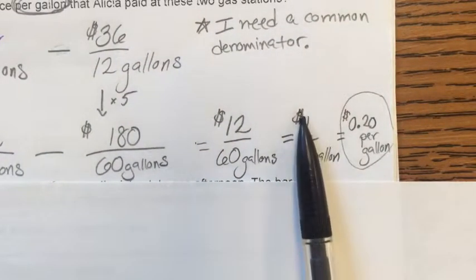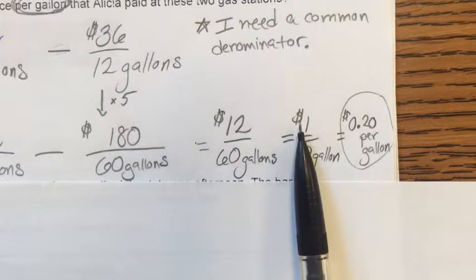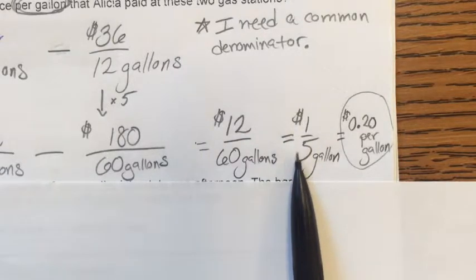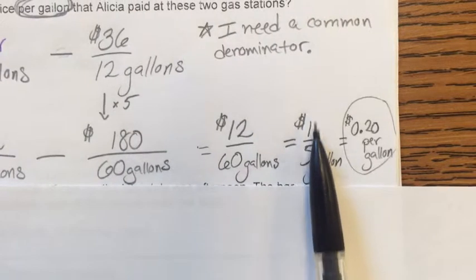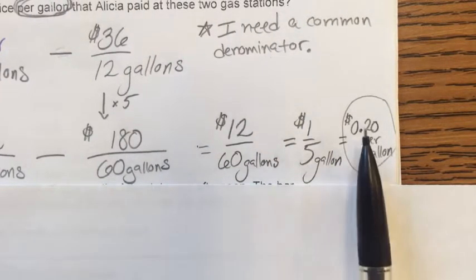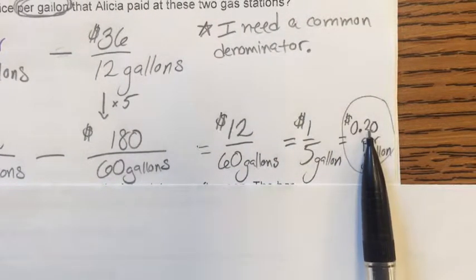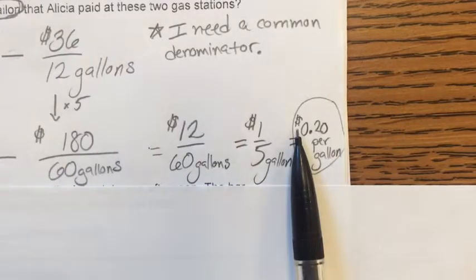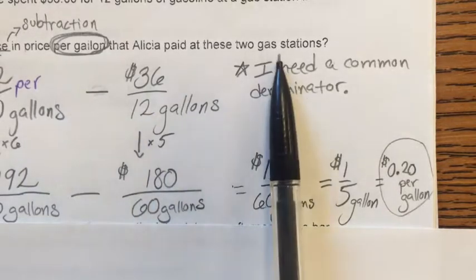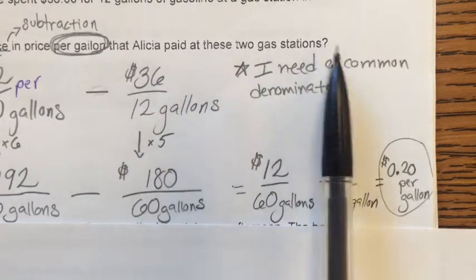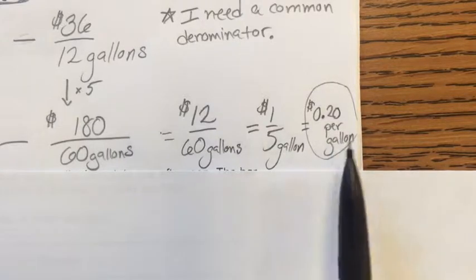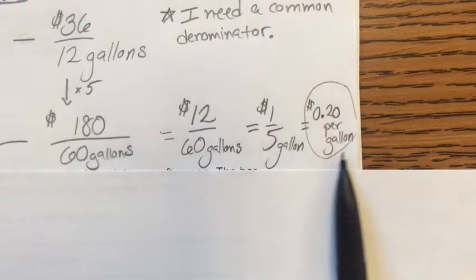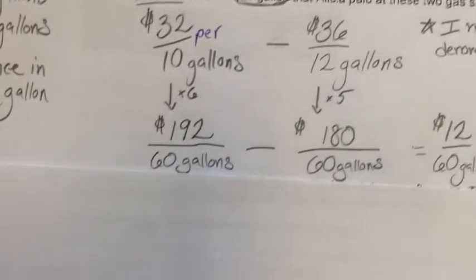Now we're going to simplify the fraction. That means $1 for every 5 gallons. $1 per 5 gallons. 1/5, when we change it to a decimal, is 0.2. Or we can say that the difference between the price per gallon at the two gas stations is 20 cents per gallon. That's the difference in price per gallon. 20 cents per gallon.